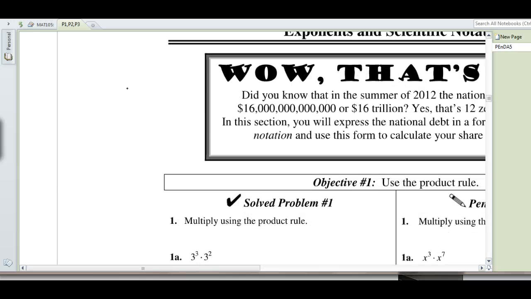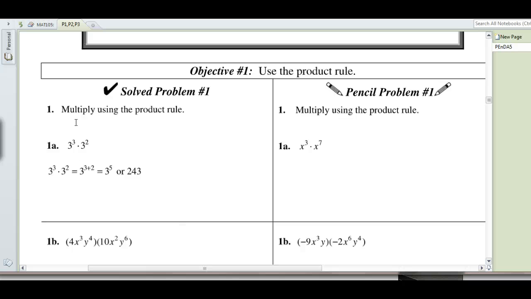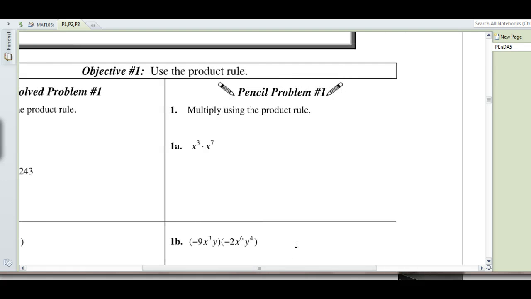Alright, section P2. This is what we want to do. And remember, for any of these learning guides, you have a solved problem on the left, and we're going to do the pencil problems on the right. So I suggest, if you want to do active learning and study along, that you look at the solved problem, then go ahead and do the pencil problem, and pause your video and see if you get the same answer as me.